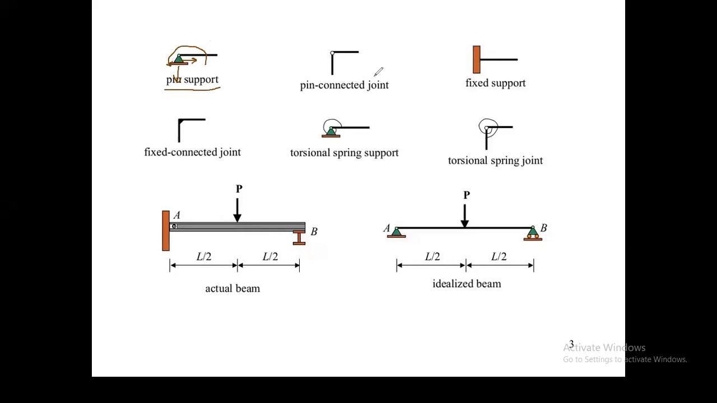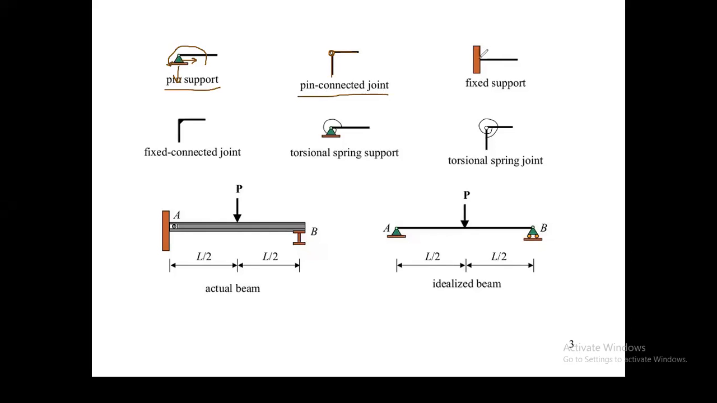That is a pin connected joint. Here, whenever a small hollow circle is given in between two members, it means it is a kind of pin connected joint.